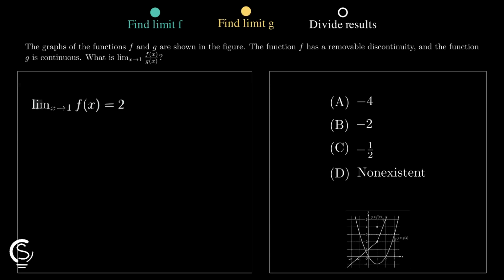Next, examine the line g. Since g is continuous, the limit as x approaches 1 is simply the function value at that point, which is -1. You got this. Keep going.